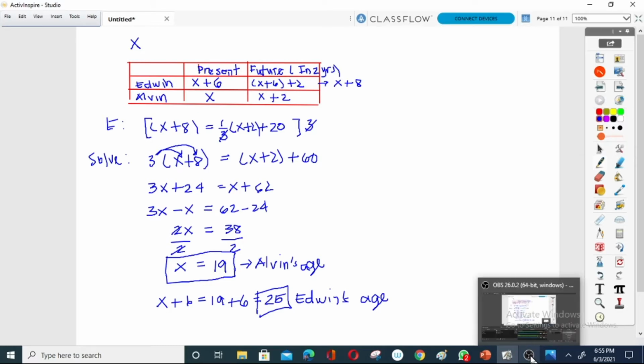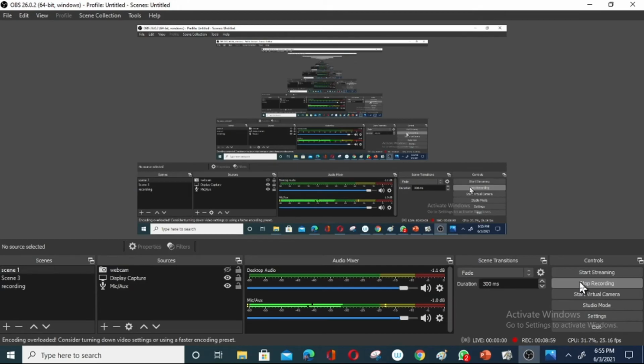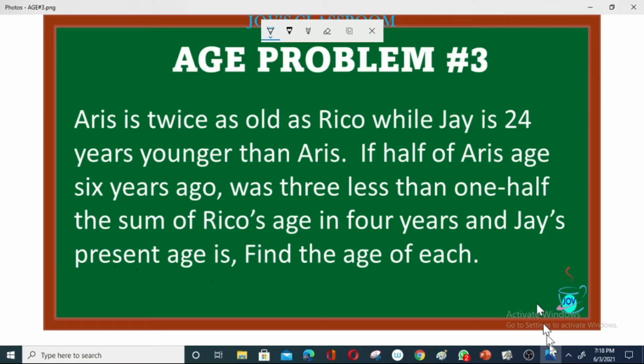Let's move on to question number 3. Problem number 3. Aris is twice as old as Rico, while Jay is 24 years younger than Aris. If half of Aris' age 6 years ago was 3 less than 1/2 the sum of Rico's age in 4 years and Jay's present age, find the age of each.